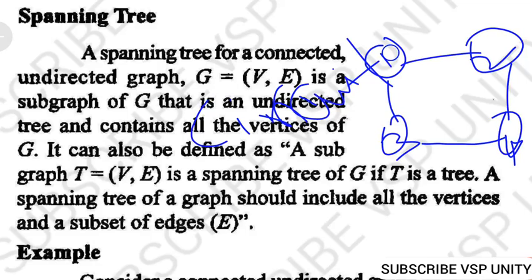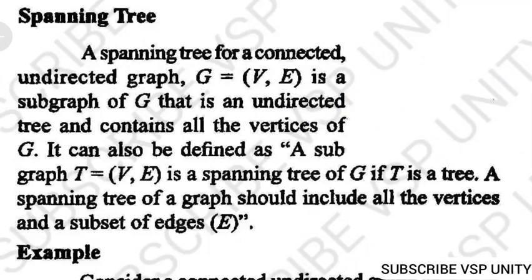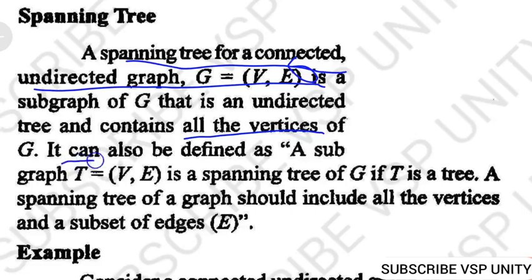Then, when we read it technically, see here: a spanning tree for a connected undirected graph G with vertices and edges is an undirected tree that contains all the vertices but does not contain all the edges. It will not form a cycle. It can also be defined as a subgraph T of G, having all the vertices and edges, which is a spanning tree of graph G if T is a tree. It should not form a cycle. If it is not forming a cycle, then it will become a tree.